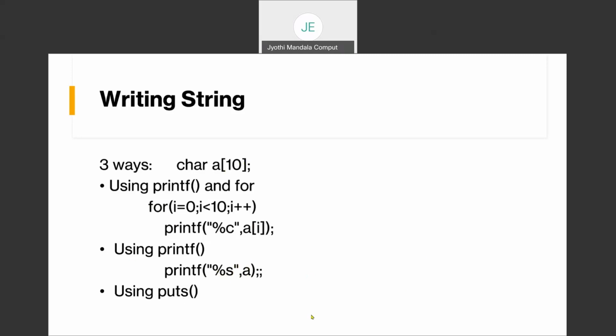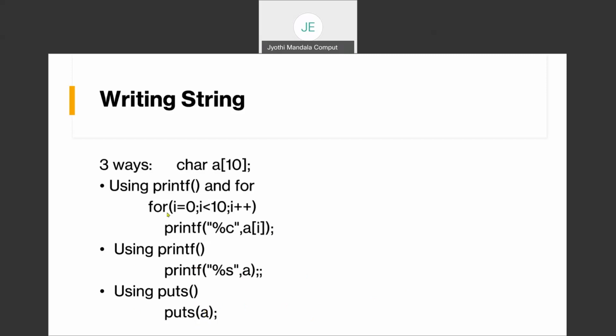We can also use this puts. Instead of printf, we can write puts, and within the brackets you can write a. This is equal to your printf statement, where the complete string, that means all the characters in a, will be displayed. So these three ways can be used to write your output on your output screen.